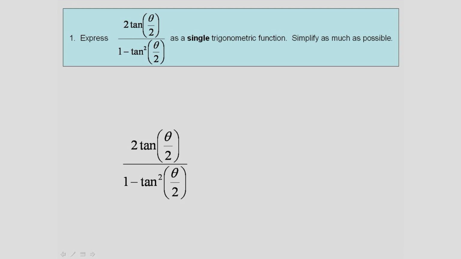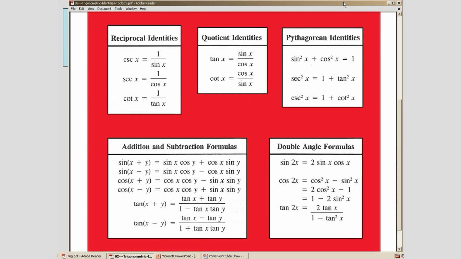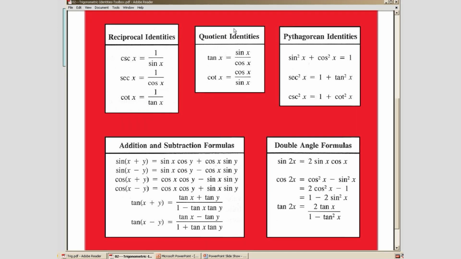If we go over to our trig toolbox, let's look for something that has the same form. Searching through, nope, not quite. There it is. 2 tan of something over 1 minus tan squared of something. This is the identity we're going to use to help us with this expression.